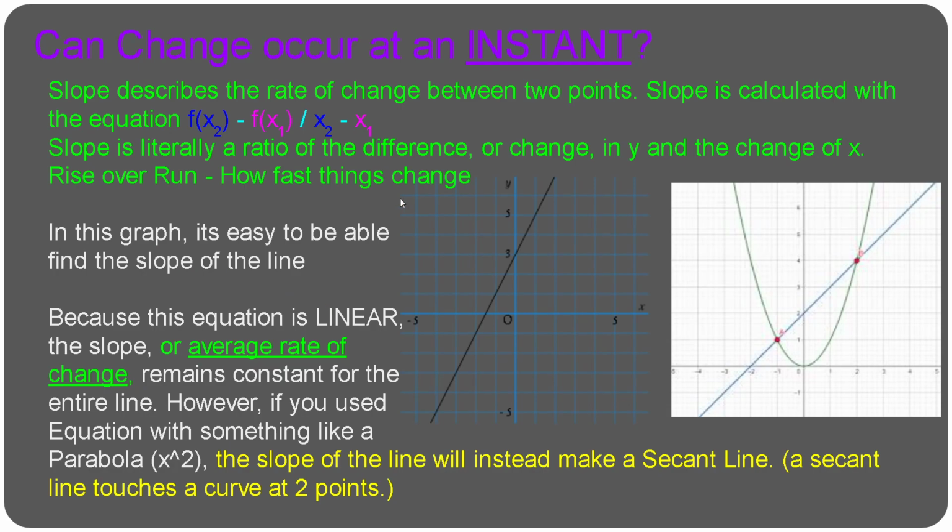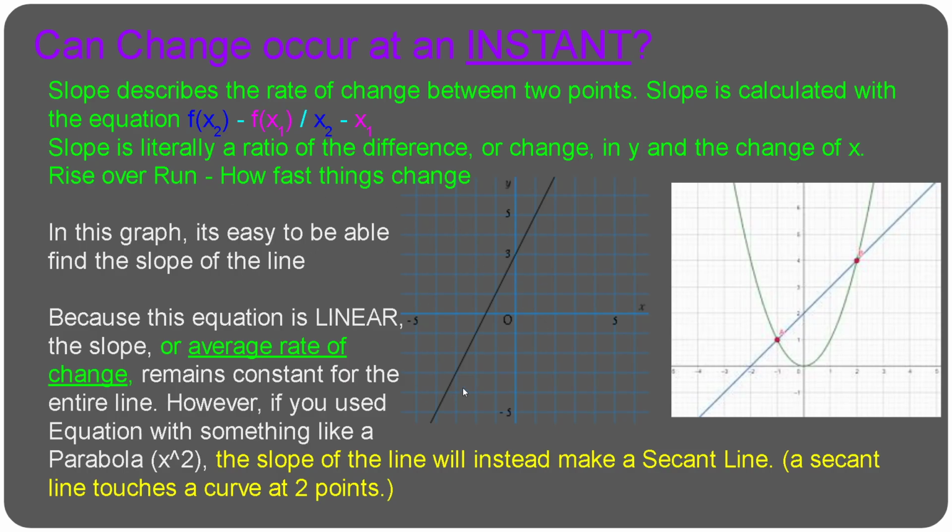All right, so if you've seen my previous episodes, this will look familiar. Can change occur in an instant? We're going to quickly go over this again and why, yes, change can occur in an instant. So once again, to recap, slope describes the rate of change between 2 different points. It's given by this equation right here. It's literally just a ratio of the difference in y divided by the difference in x. It's rise over run, how fast things change.